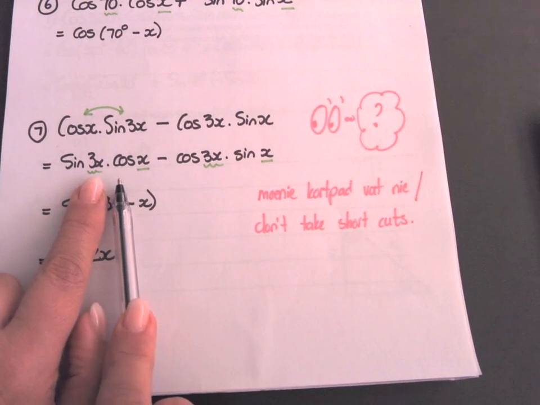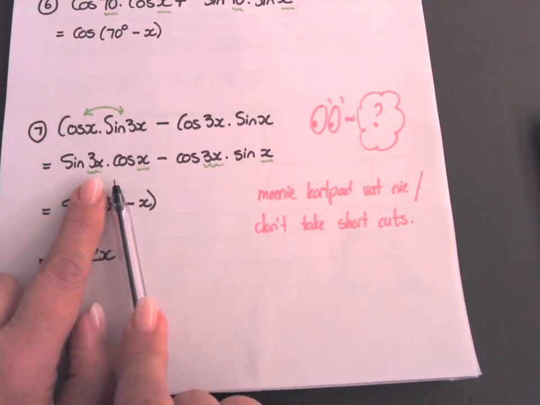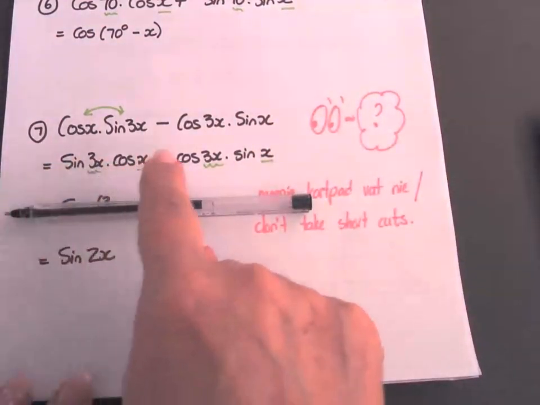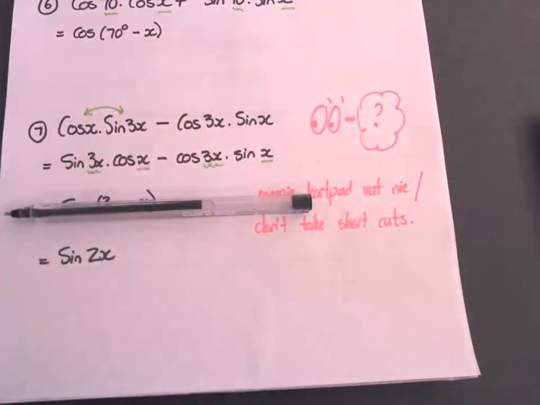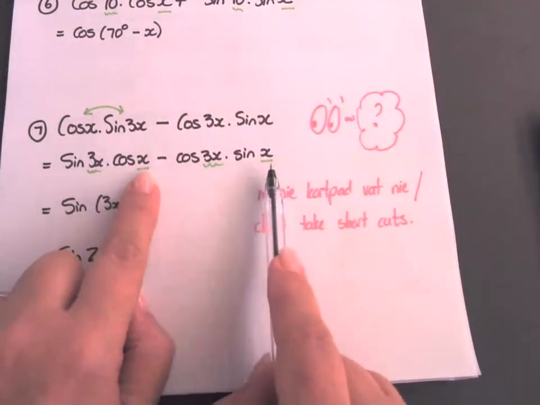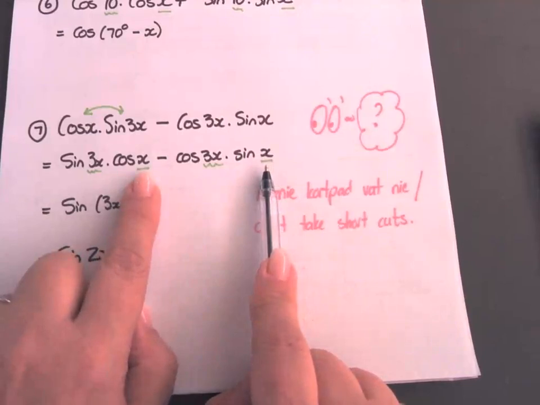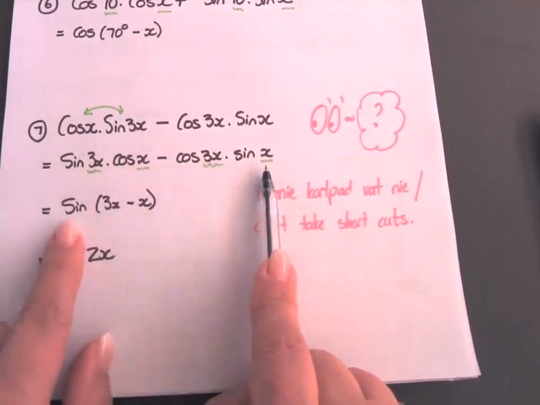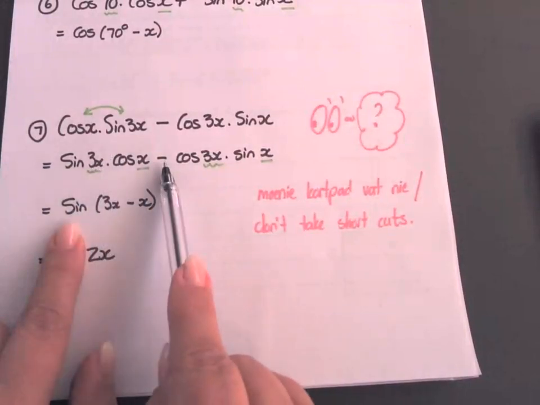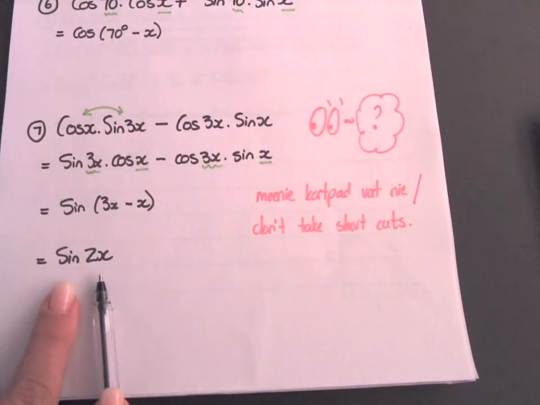Okay, are you all with me here? So now I have the familiar rhythm, sine cos, cos sine. If you have the rhythm, look for the angles. 3x, 3x, x, x. They are the same. Therefore, this reduces to the sine compound formula, and it's 3x minus x, which gives you 2x.